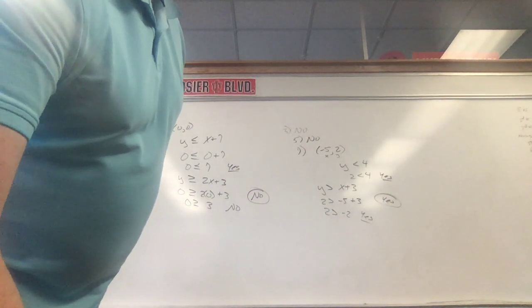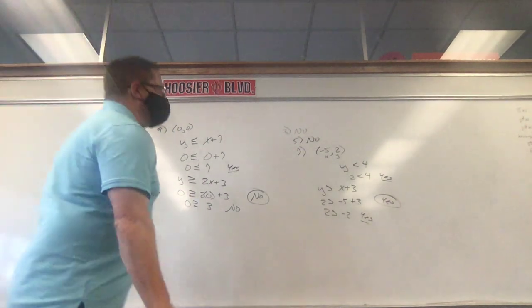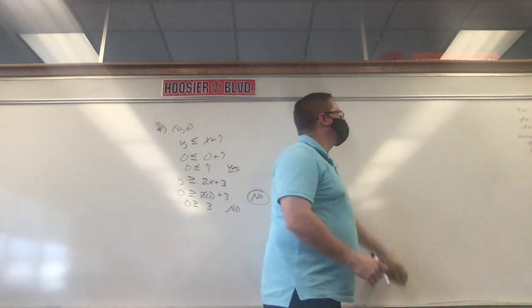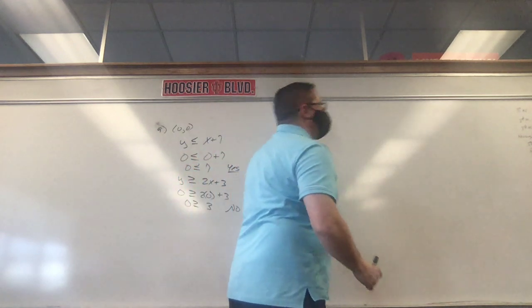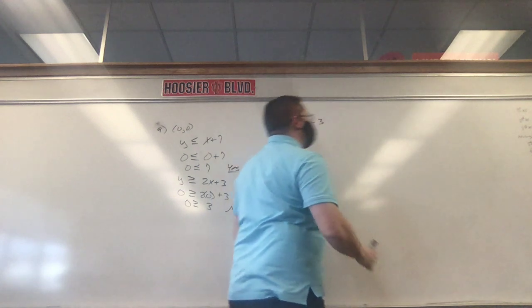Okay, number 11. They're asking us to identify the graph. We're just going to graph it and then find it, okay? All right, so number 11, we have y is bigger than negative 3. And we also have y is bigger than or equal to 5x.